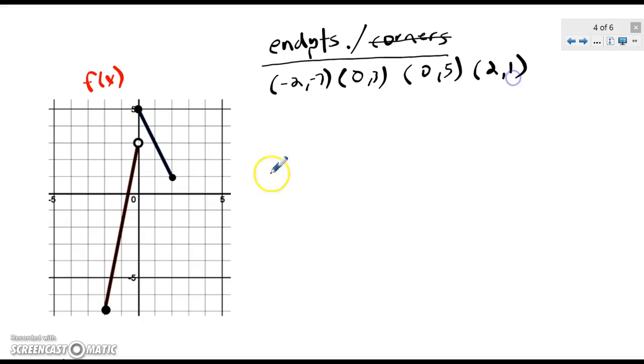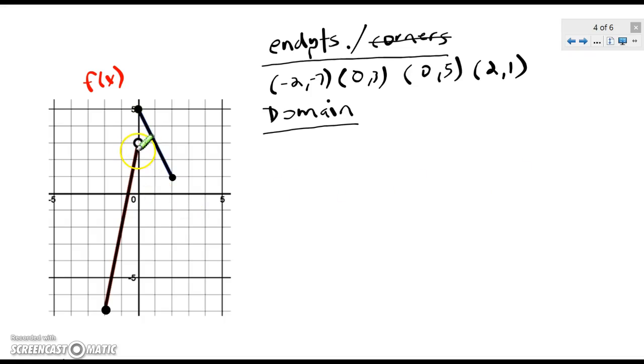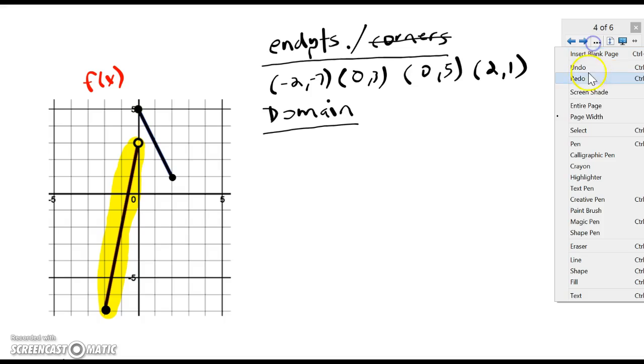After we've identified all of our endpoints, our next step is to write the domain of the first interval that we see. The first interval that I see, going from left to right, is the interval that goes from -2 to 0. Now where did I get -2 and 0 from?